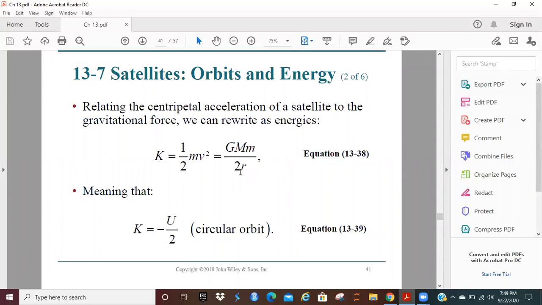Relating the centripetal acceleration of a satellite to the gravitational force, we can rewrite this in terms of energy. So the kinetic energy of 1/2 mv squared is going to be equal to GMm over 2r. That means the kinetic energy is going to be equal to the negative of the potential energy divided by 2.